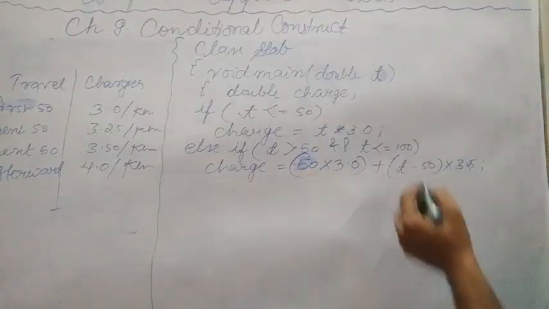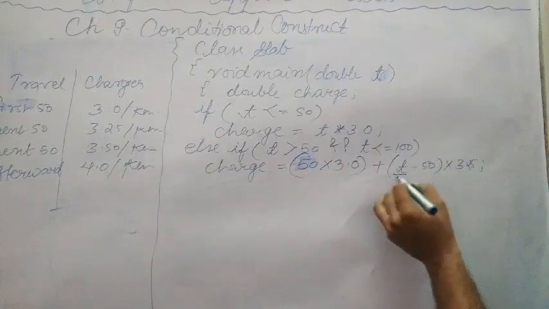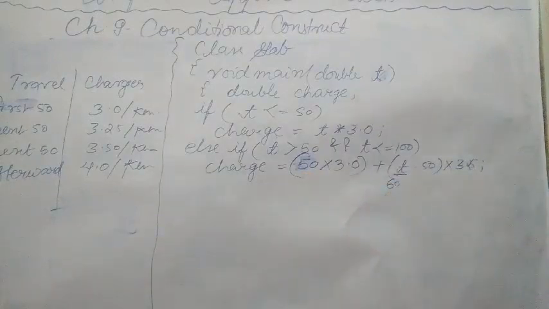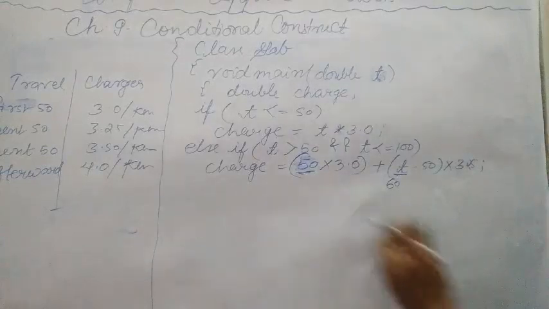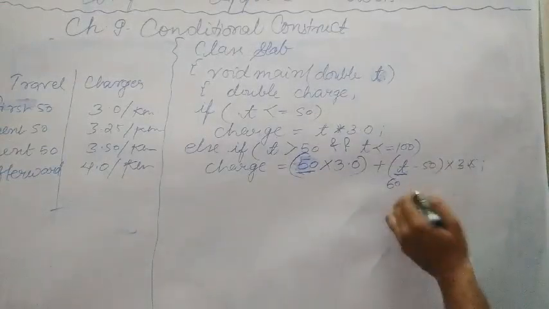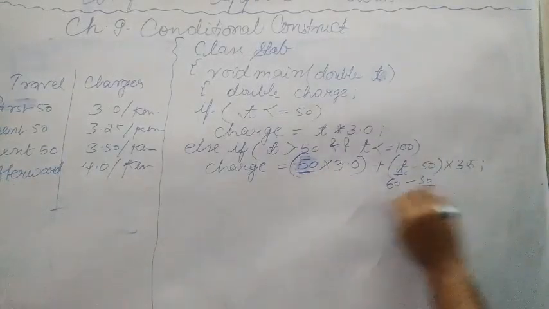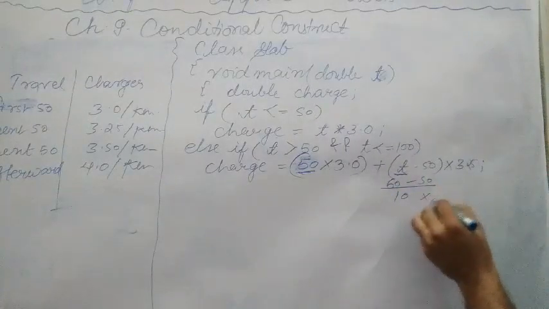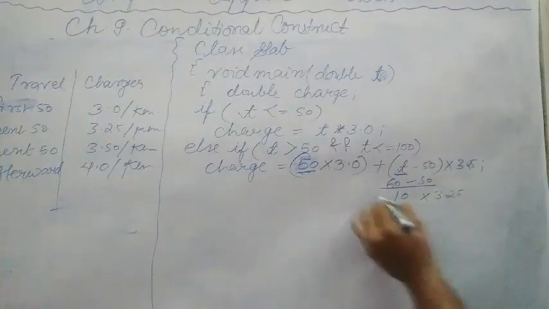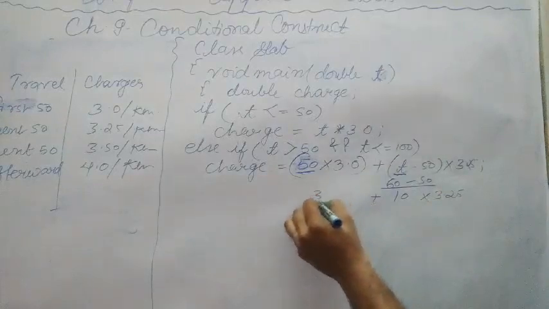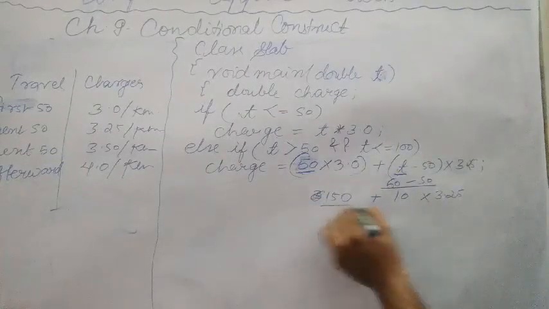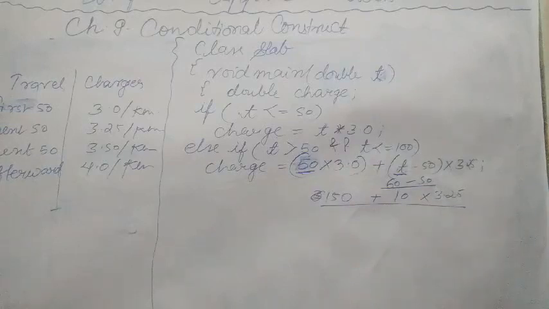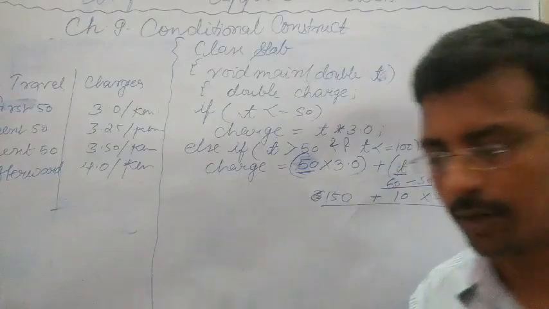And the next 50, how will you get the next 50? Suppose you have taken 60 kilometers. In 60 you have already paid the price for 50 kilometers. So what remained? This way you will find 10, and this you will pay 3 rupees 25 paise. Now you will add it. This way you will add it. So the total fare is calculated this way in a slab based program.